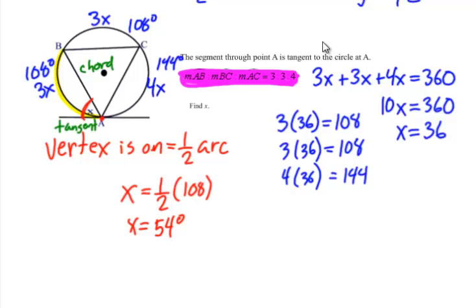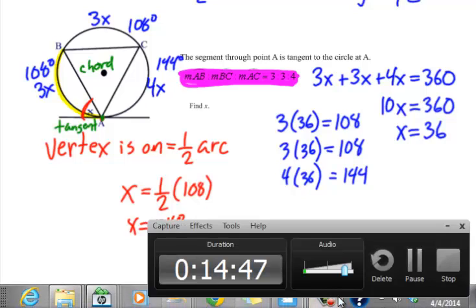Again, looking at the key here is vertex. And we just want to realize that the intercepted arc is along that circle. So if we're going to find the angle, it's half the arc. The arc is twice the angle. All right, good luck as you're doing this.